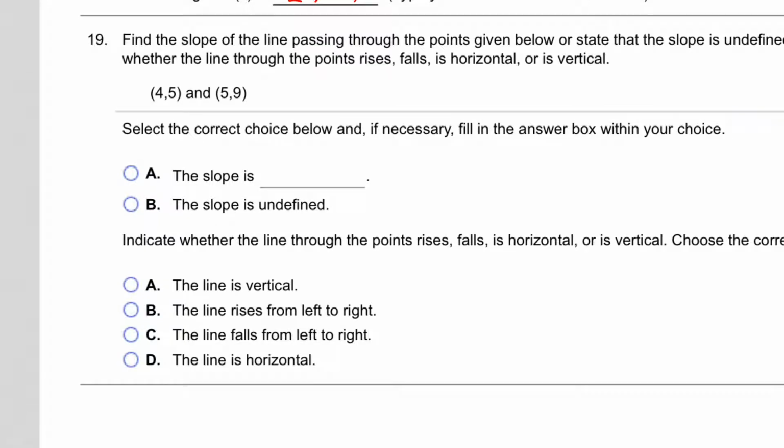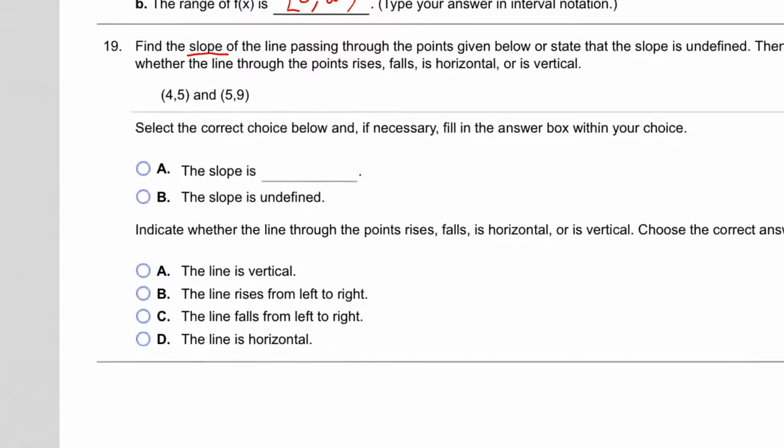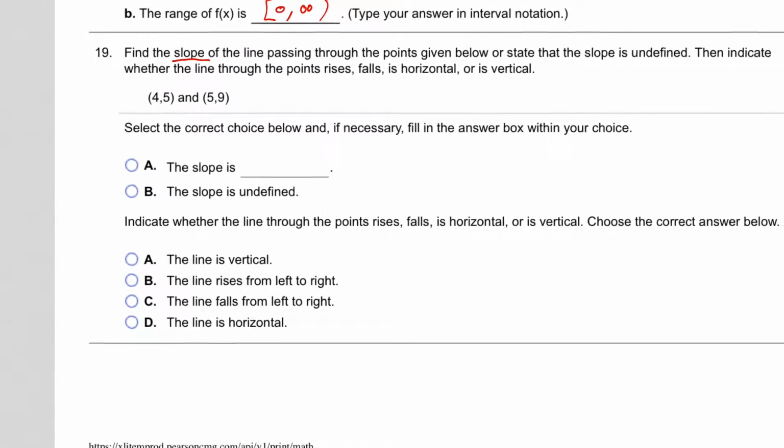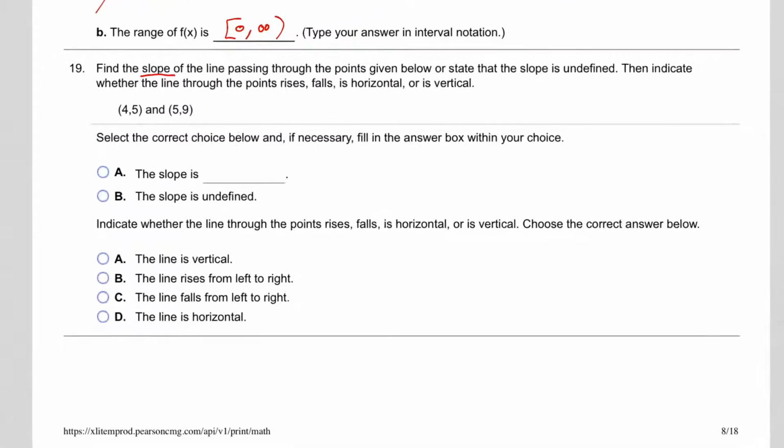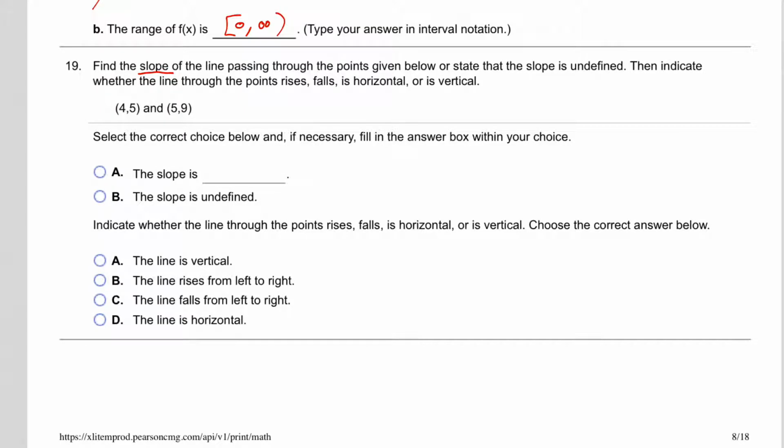So number 19 says find the slope of the line passing through the points given below, or state that the slope is undefined. Then indicate whether the line through the points rises, falls, is horizontal, or is vertical. Okay, so is it going to rise? Does it fall with a negative slope? So that's positive slope, negative slope, horizontal, or vertical. This is 0 slope, and this is undefined.